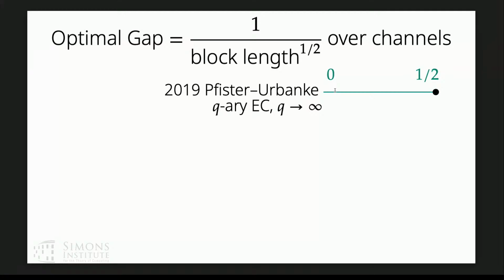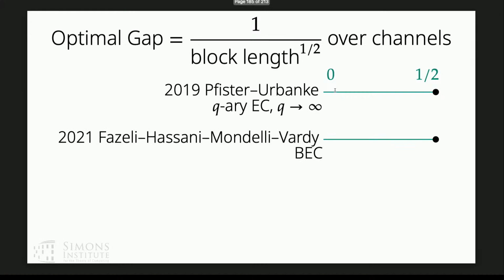On the polar code side, we have in 2019, Pfister and Urbanke prove that if you consider Q-ary erasure channel, then you can express the scaling exponent in terms of Q. And then if you let Q go to infinity, this scaling exponent will converge to the optimal value over here. So I'm putting this dot here. And then in 2021, Fazeli, Hsin-Po, Mondelli, and Vardy proved that you don't have to let Q go to infinity, the BEC will work. Okay.